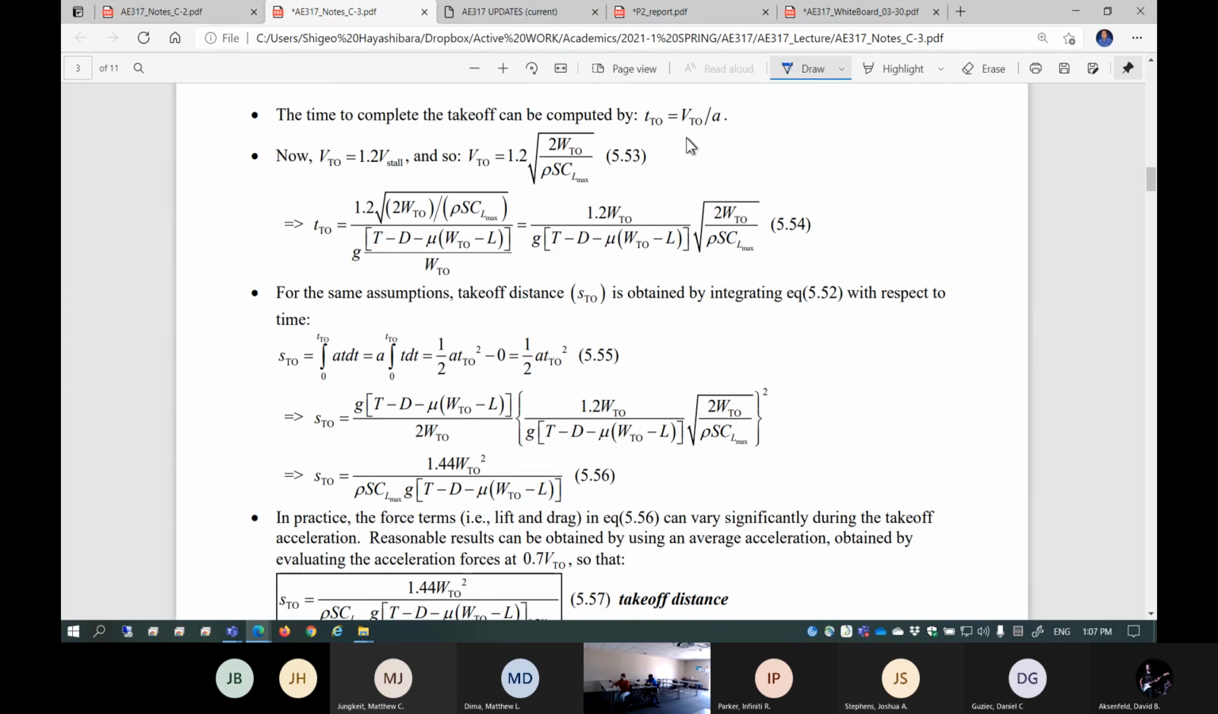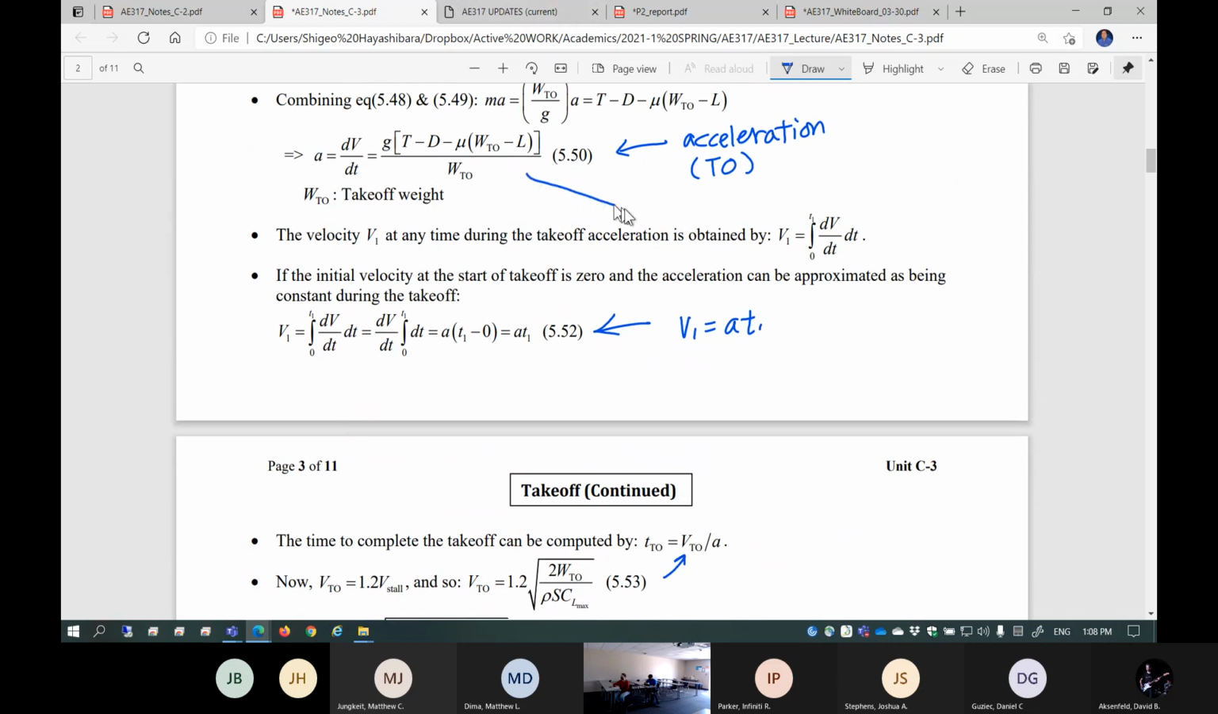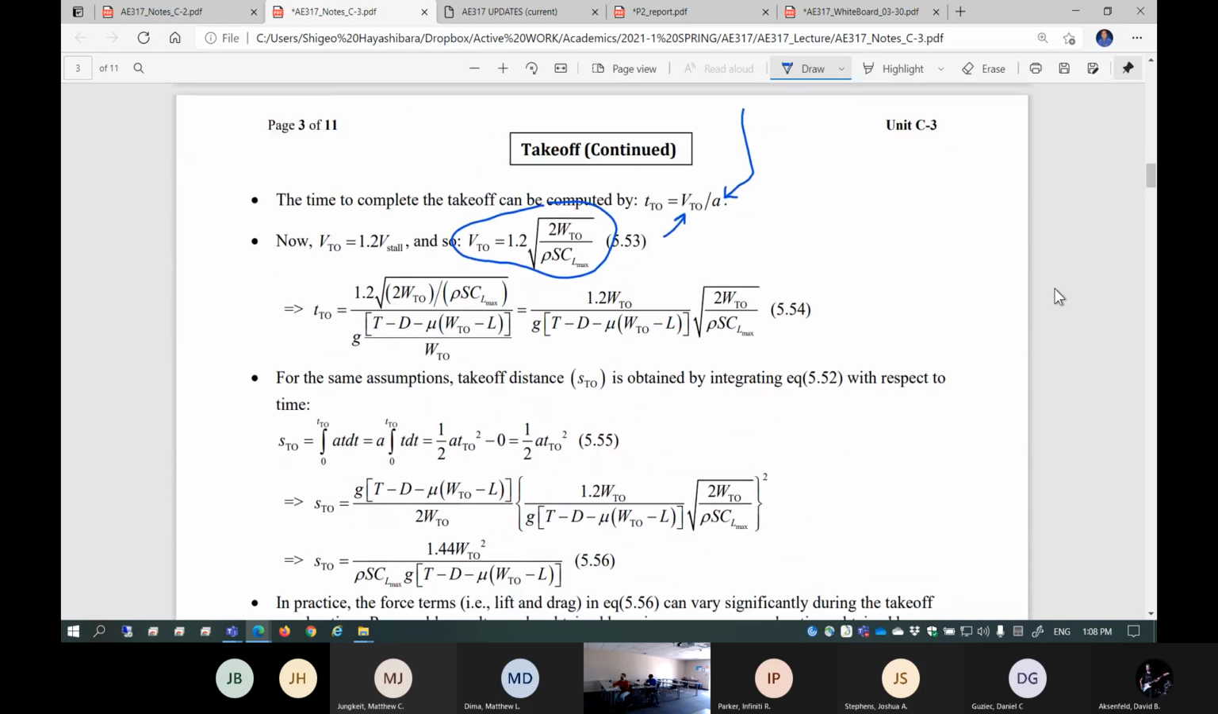Then you determine time to takeoff. Time to takeoff is velocity divided by acceleration. Acceleration is constant once again. And then VTO, this is the takeoff velocity. We assume 1.2 times V stall. So you just plug in this VTO right here, and then the acceleration from the previous page. This equation is going to be plugged in here. So this is acceleration right here, this is VTO right here. Just plug in to find out the time to takeoff. So this is the time to takeoff.